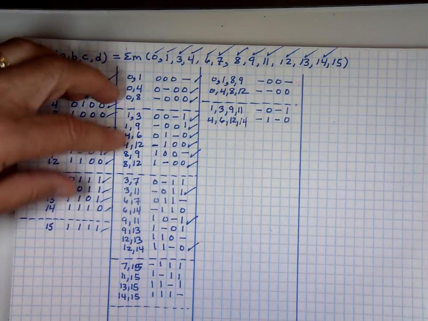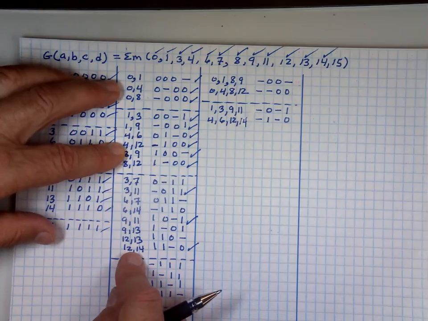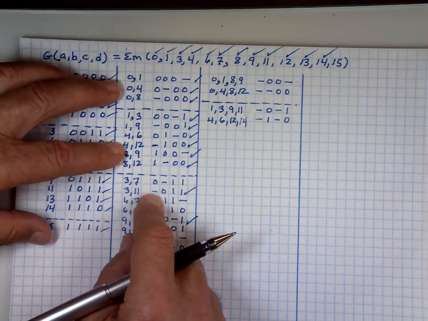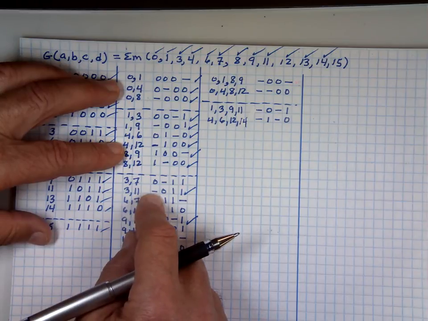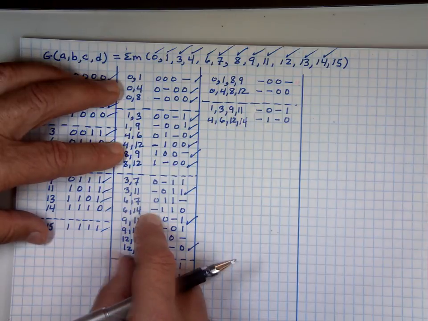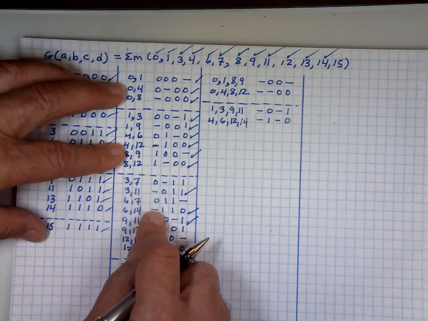What about 4 and 12? The dash at the beginning. 4 and 12. And 3 and 11. Doesn't look like it. 4 and 12, 6 and 14. Yes, but we have that. Do you see it? Put a check mark next to 6 and 14. 4 and 12, 6 and 14 will be dash 1 dash 0. We have that.